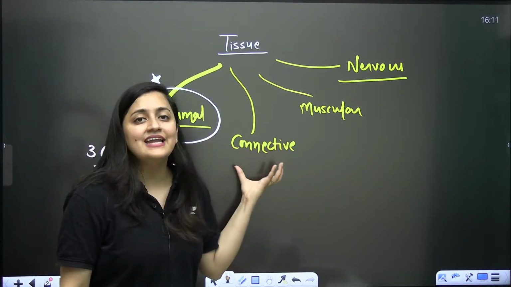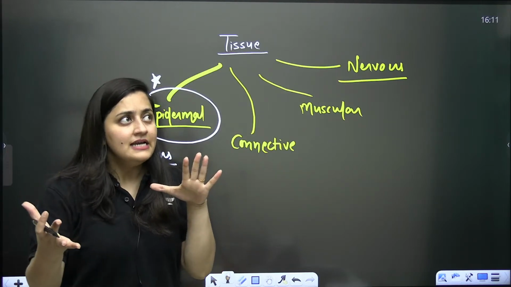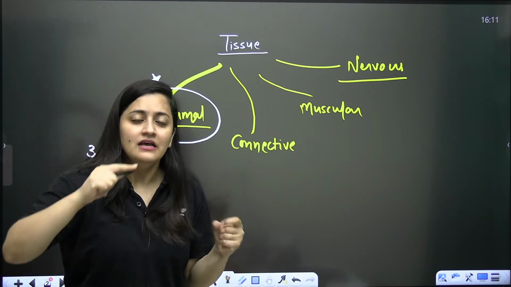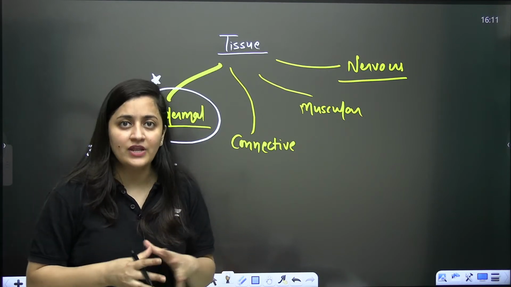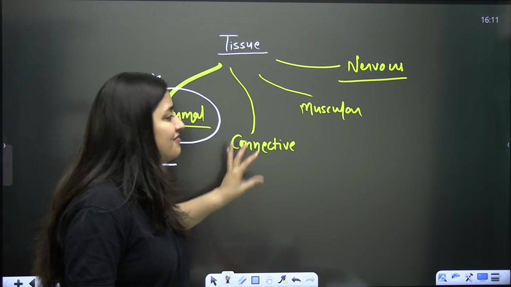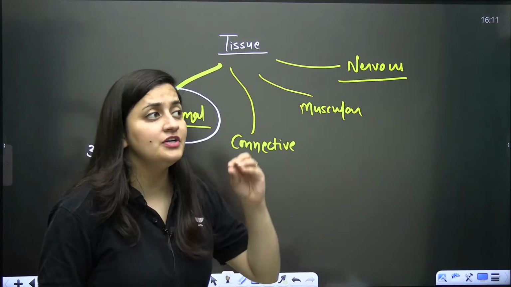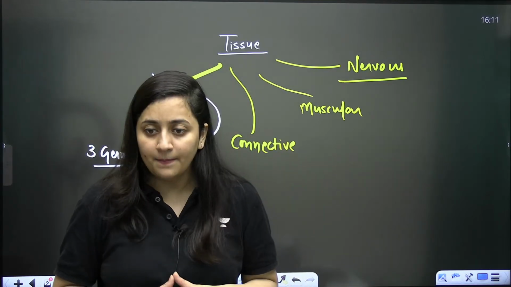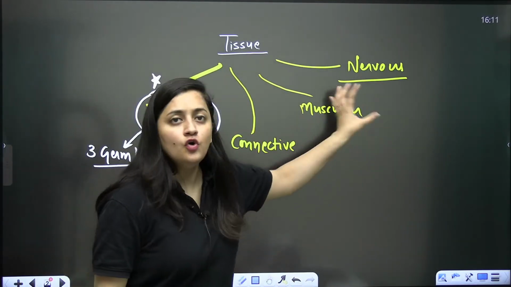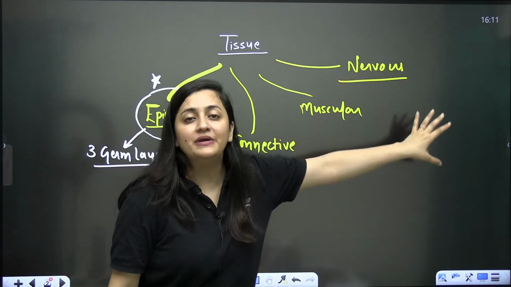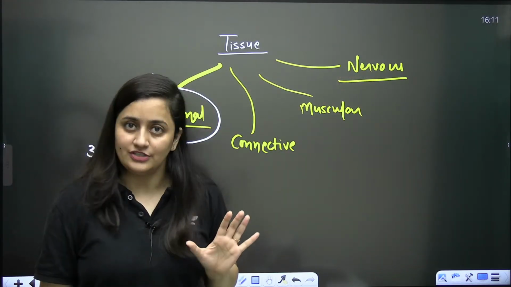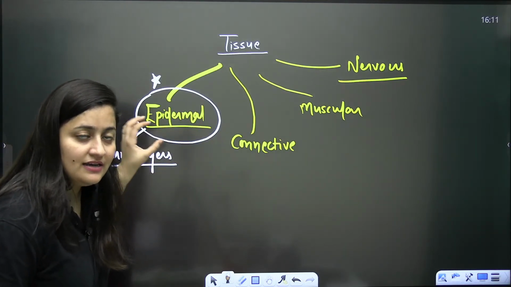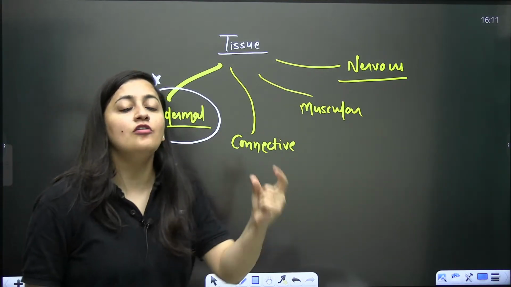Now next is connective tissue, which obviously acts like a link. It is going to join different parts, and it will help in transportation as well. Here we are going to talk about the bones, the cartilages, the blood and the lymph. In the muscular tissue, all the muscles, and in the nervous tissue, basically the neurons.